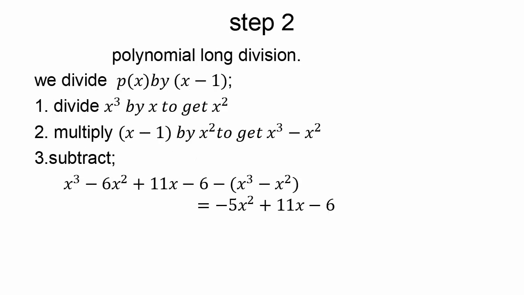Step 2. Polynomial long division. We divide p of x by x minus 1. 1. Divide x cubed by x to get x squared. 2. Multiply x minus 1 by x squared to get x cubed minus x squared. 3. Subtract: x cubed minus 6x squared plus 11x minus 6, minus open bracket x cubed minus x squared close bracket, is equal to minus 5x squared plus 11x minus 6.